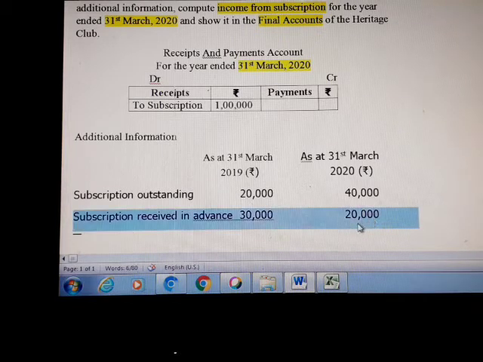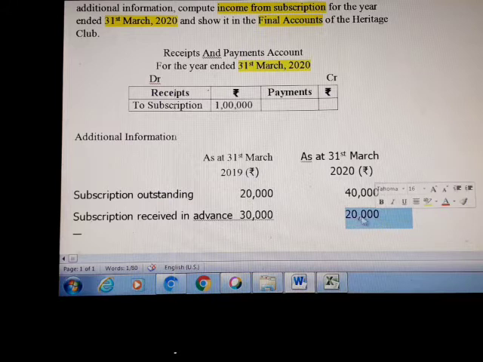Whereas this 20,000 subscription which you have received towards the fag end of the year, that is 31st of March 2020, you are not supposed to take up, because this is for the year 2020-21. So we can't take it. Can you understand?